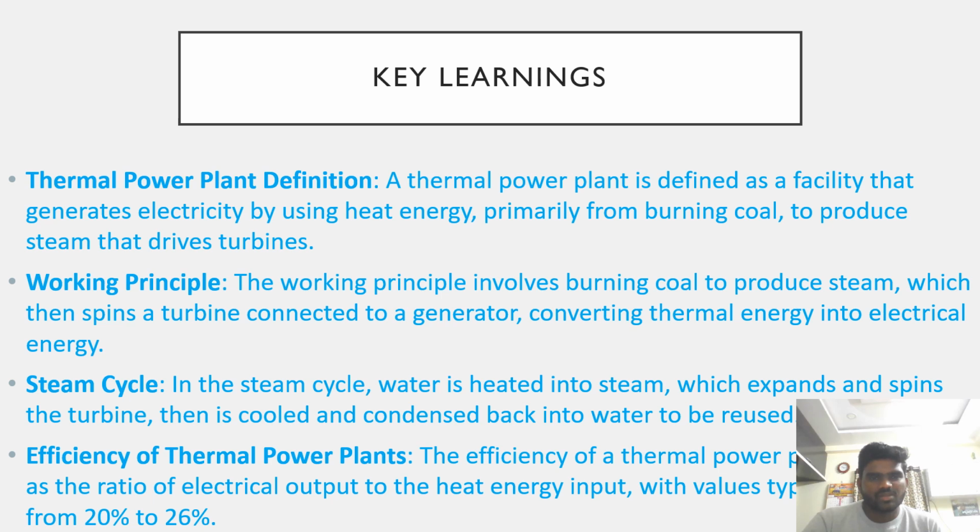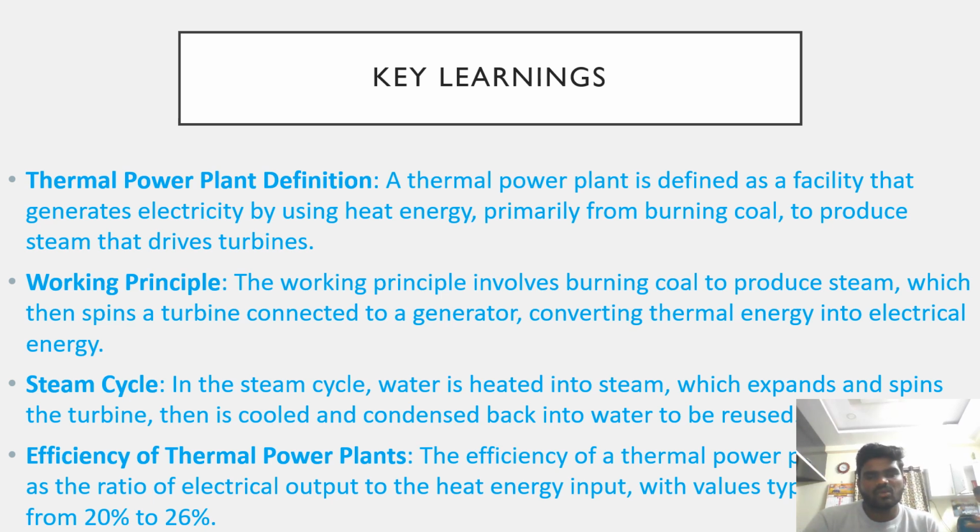So basically, what is the definition of a thermal power plant? A thermal power plant is defined as a facility that generates electricity by using heat energy, primarily from burning coal to produce steam that drives a turbine. Working principle of the thermal power plant: the working principle involves burning coal to produce steam, which spins a turbine connected to a generator, converting the thermal energy into electrical energy.